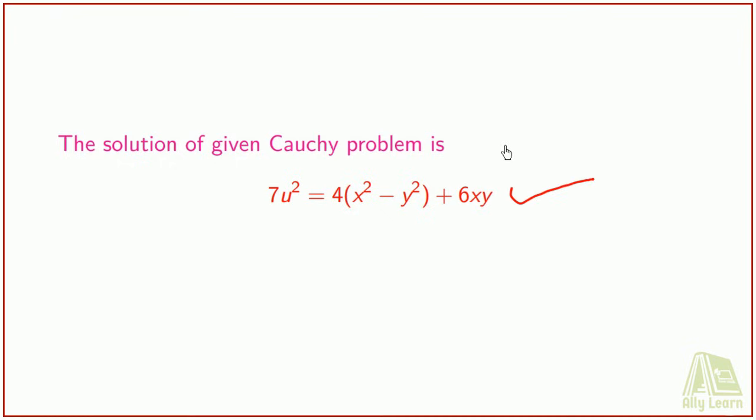So this is the solution surface of the given quasi-linear PDE that contains the curve u equals 0 on y equals 2x. You can verify by putting y equal to 2x in this expression, you will get u equals 0. Okay, so with this we come to the end of this question. With this we come to the end of our today's lecture.